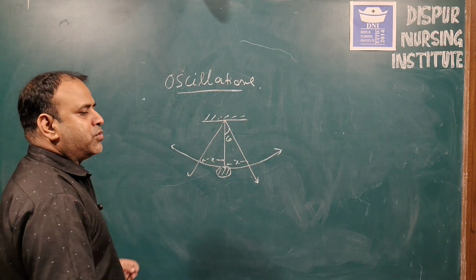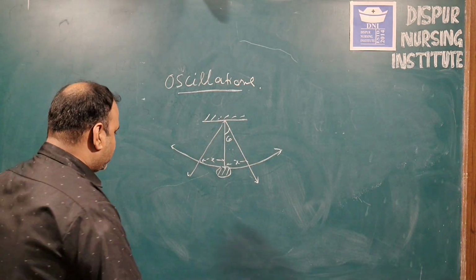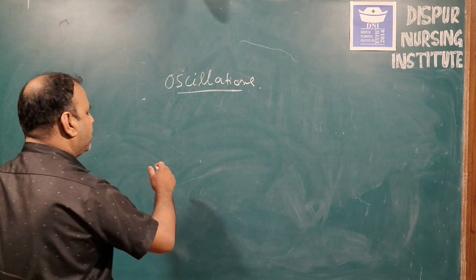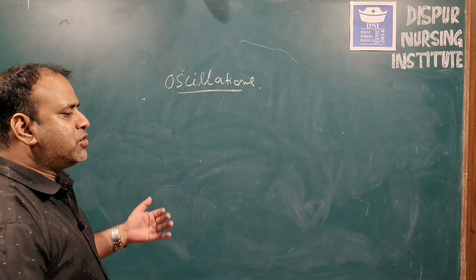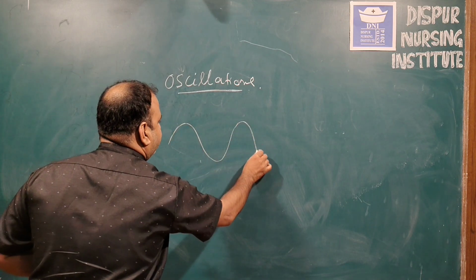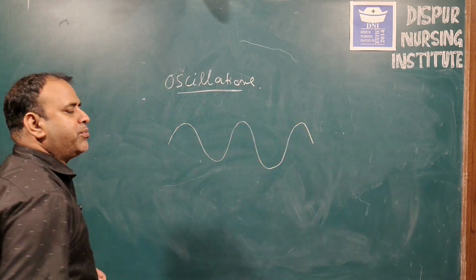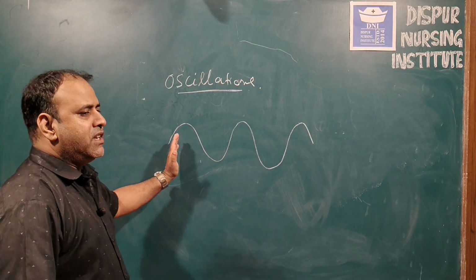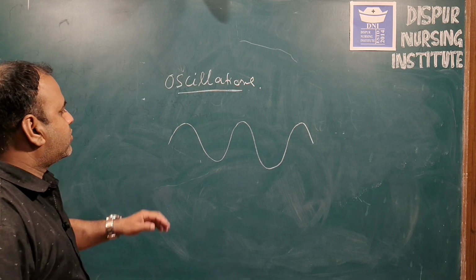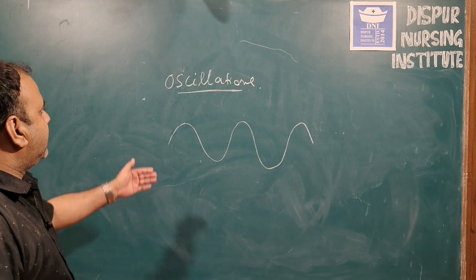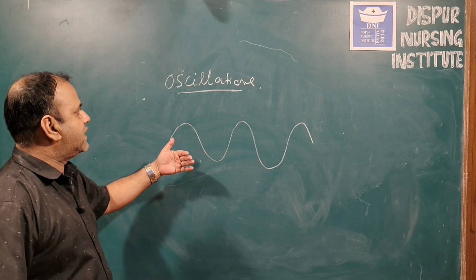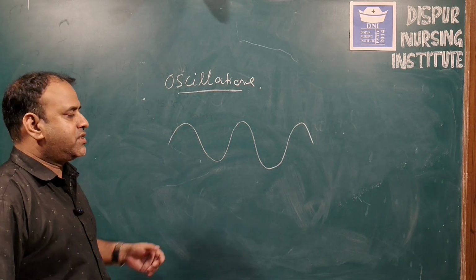In the oscillation chapter, you should know about periodic motion. What is the meaning of periodic motion? Periodic motion means it is going up, down, up, down. So within a time interval, the wave repeats itself, and then it is called periodic motion. Basically, in this chapter you should know that oscillation is related to the number of vibrations.